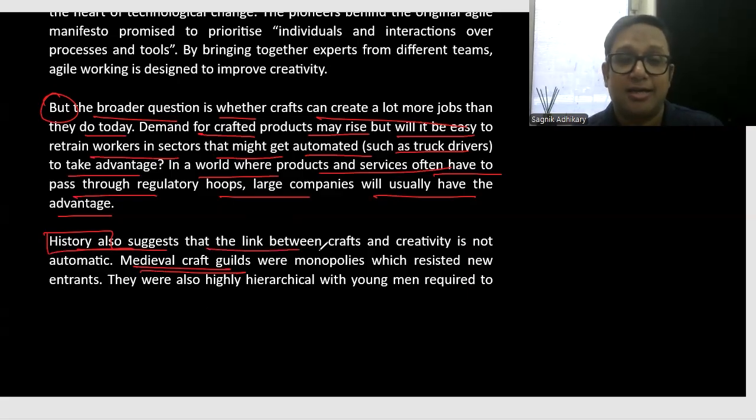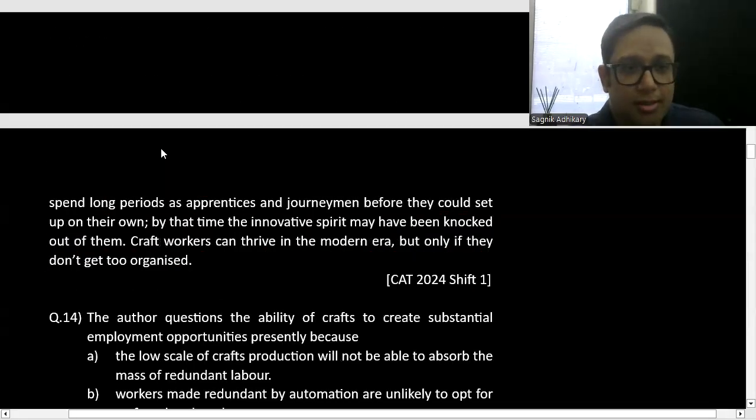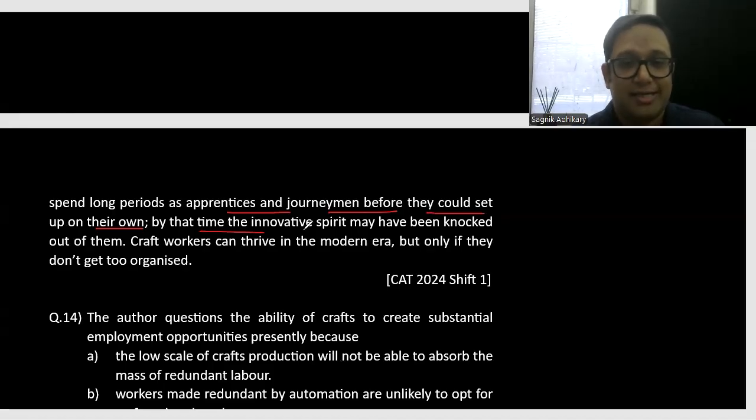History also says that the link between crafts and creativity is not automatic. It's not that craftsmanship is automatically and by nature creative. Medieval crafts guilds were monopolies which resisted new entrants. They were also highly hierarchical, with young men required to spend long periods of time as apprentices and journeymen before they could set up on their own. By that time, the innovative spirit may have been knocked out of them.